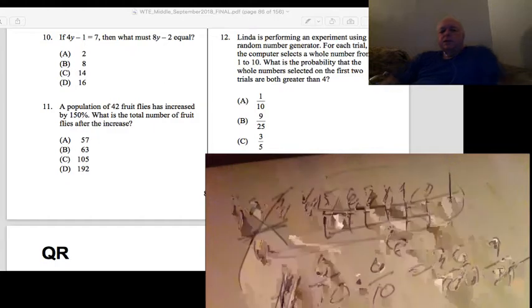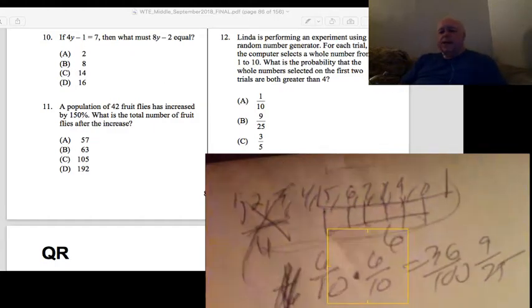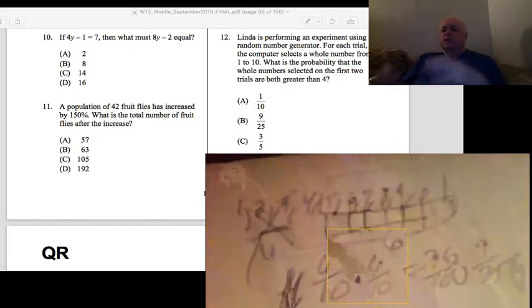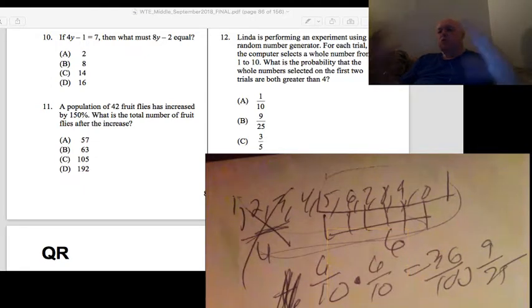So on something like this, when it's asking, when it has the and in there, basically what is the probability for both? In other words, the first choice and the second choice. When you have scenarios like that, you do multiplication.